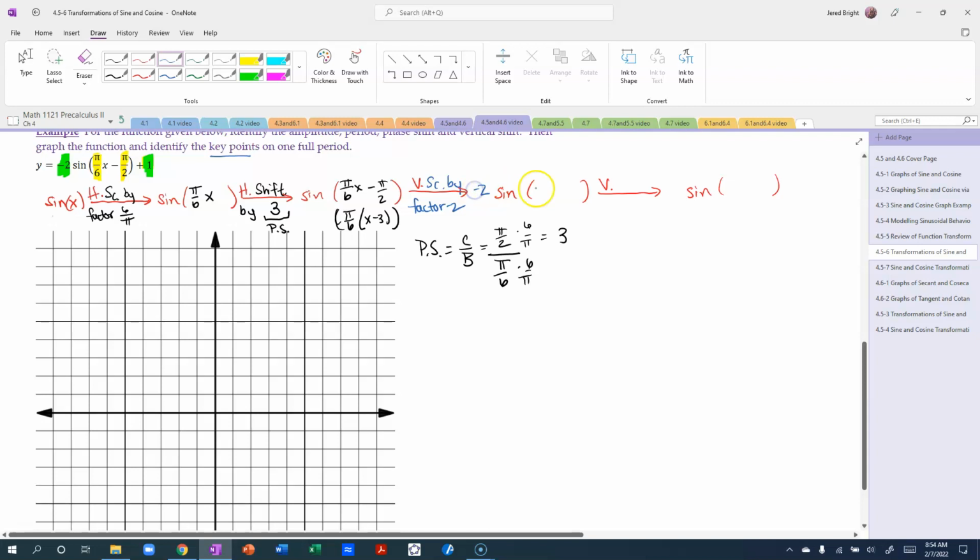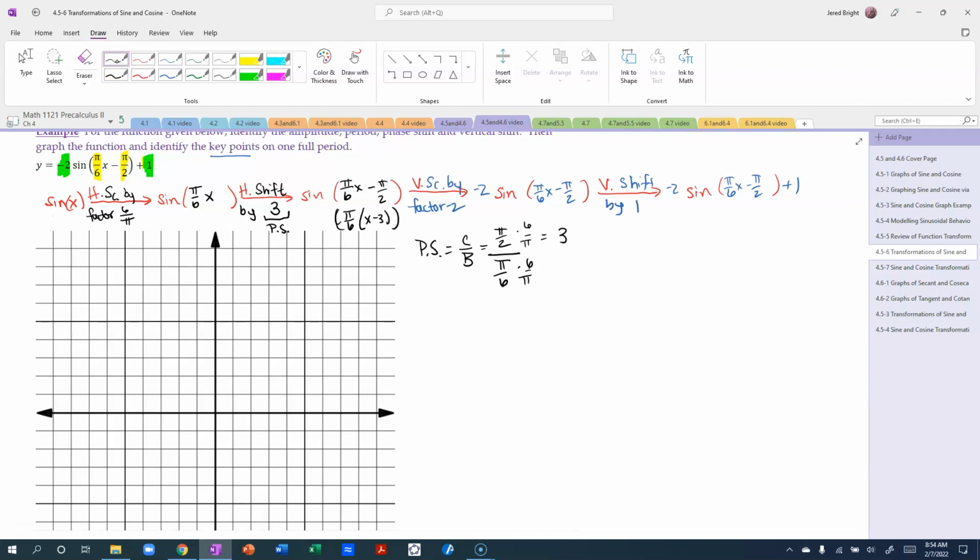So that puts a minus 2 out in front, and I'd have pi over 6x minus pi over 2, and then we would shift last by 1. Okay, so we have minus 2 sine of pi over 6x minus pi over 2 plus 1. Whew, we got a lot to do. So let's see how it plays out.